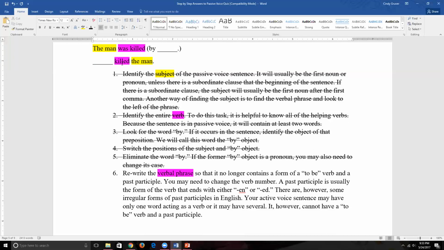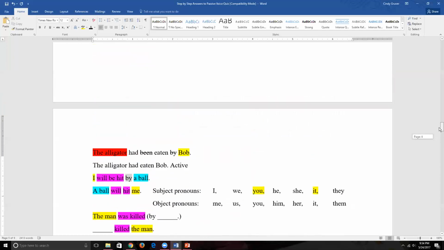In active voice, you can omit the agent by saying something like someone or something, but you do have to literally have a word that is acting as the agent, even if it's very unspecific. Okay, so those are the steps to change a sentence from passive voice to active voice.